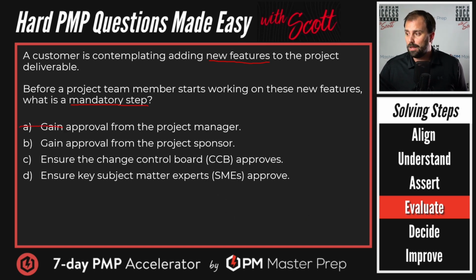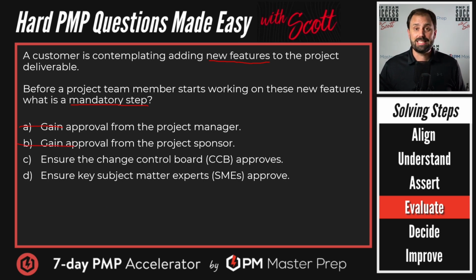Let's go to B. Now, gain approval from the project sponsor. That seems better. If it's not us, let's put it up, right? Let's put it to the sponsor. No, we're not going to do that because while the sponsor does approve the baselines in waterfall, they may sit on the change control board, but it is the change control board that does approve it. So nope, going against that.